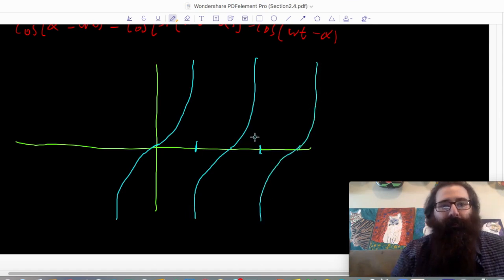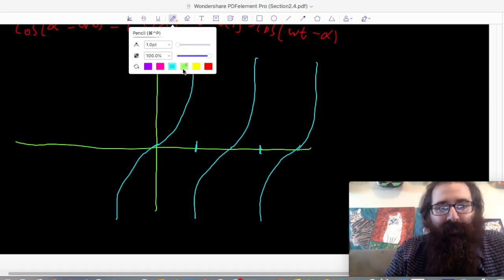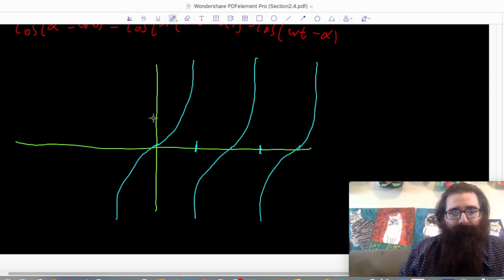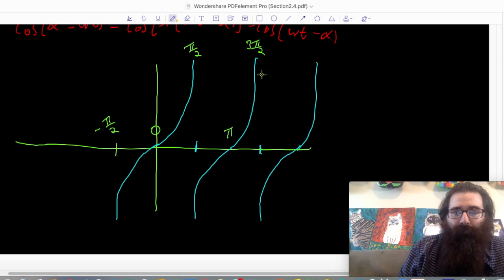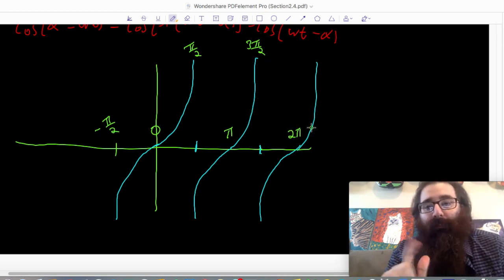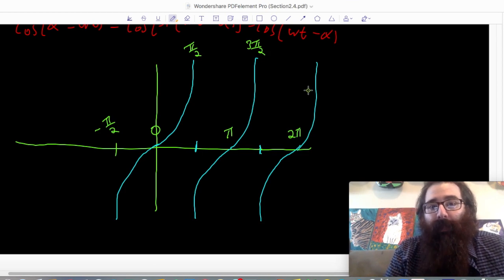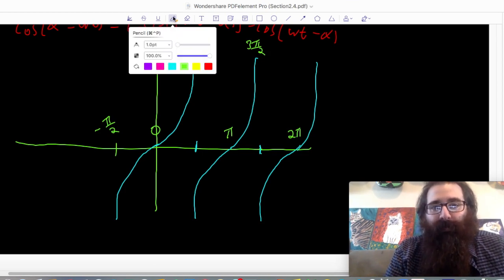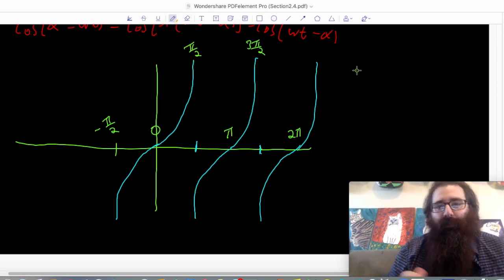Something like this. And then I can go ahead and get a bit of a legend here. So this is negative pi over 2, this is 0, this is pi over 2, then this is pi, this is 3 pi over 2, and then this is 2 pi. Now depending on what quadrant I'm in, I'm going to have to correct the value that I get. And let me try to make some sense of that.